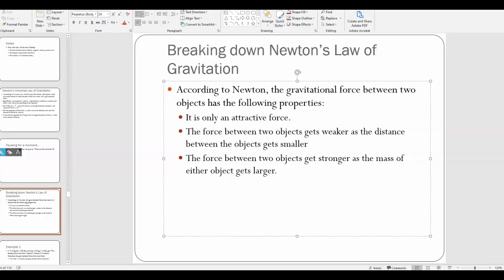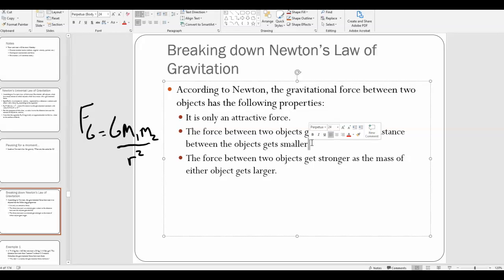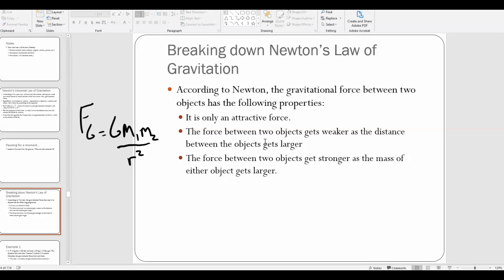Next, the force between two objects gets weaker as the distance between the objects gets larger. Sorry, that was definitely a mistake. Looking at Newton's law of gravitation, you have G m1 m2 divided by r squared, where r is the distance between the two masses. If you're dividing by a bigger value, you get a smaller force. So the bigger r is, the smaller Fg is. That's obvious from the equation.